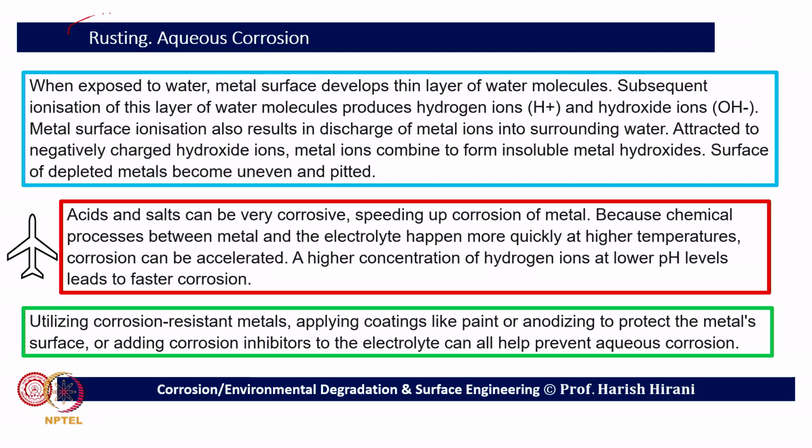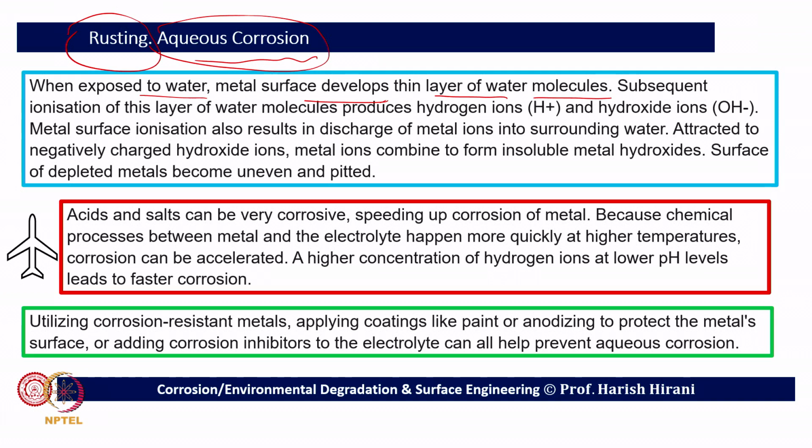Now, we continue this topic, the rusting, and we relate it with aqueous corrosion as such, reason being if water is not there, rusting will come down. So, when exposed to water, what is really going to happen? The metal surface develops a thin layer of water molecules. Why? Because most metals have wettability. If you put water on the surface, it will spread and make a thin layer. If you want to avoid this kind of rusting, make a metal which does not allow water to stick.